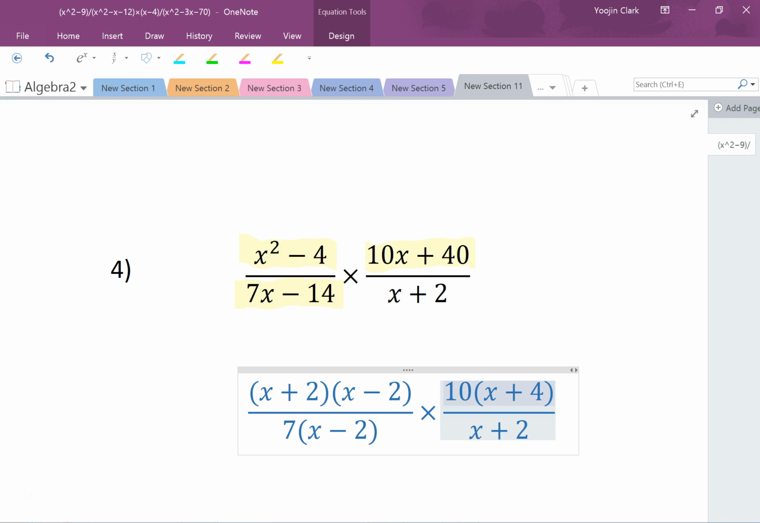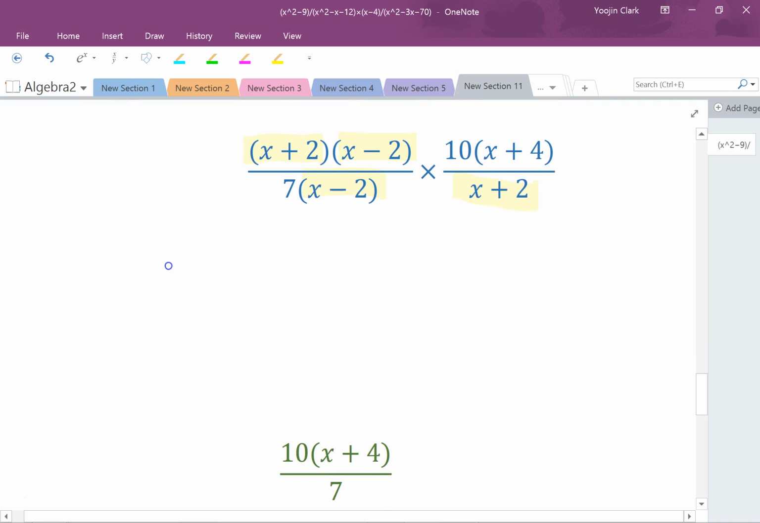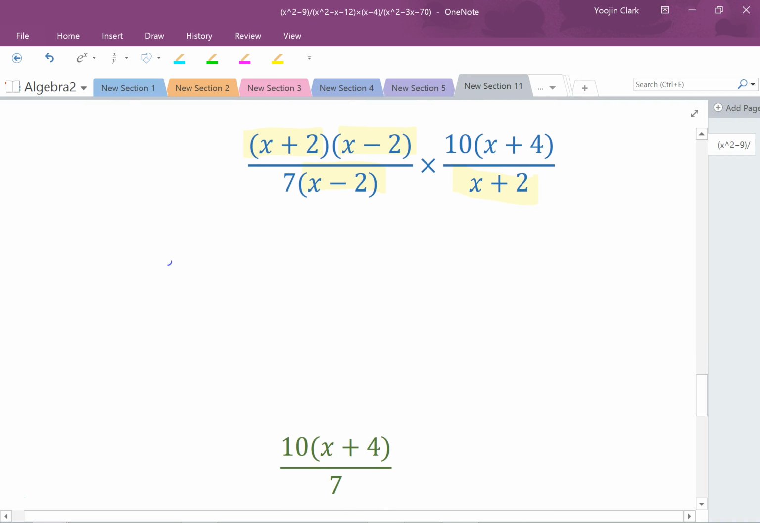It looks like x plus 2 just stays there. So that looks like it. What can I cancel out here? Well, I can cancel out that. I can cancel out that. And that's about it. What do I have left here? Let's see. Yep. 10 times x plus 4 over 7. Okay.